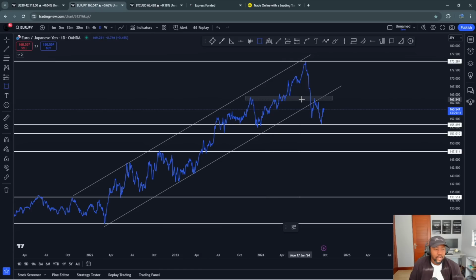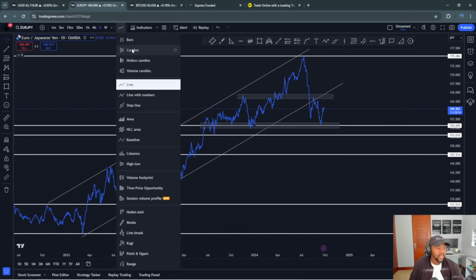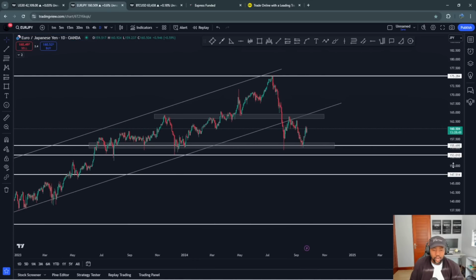We have a sensitive area over here as well, indicated with our zone, and this will also be our support area over here, right? So this is what we're seeing just from the daily time frame. Now let's switch back to candlestick and see exactly what's happening with EURJPY, guys.